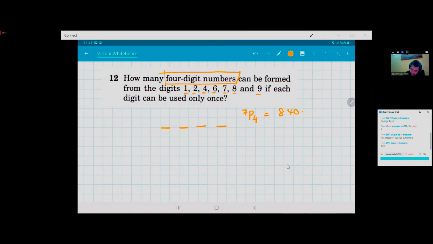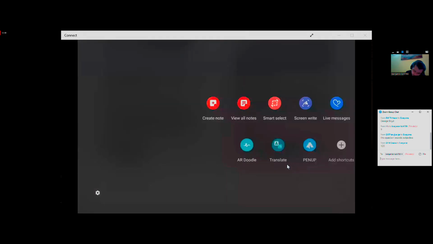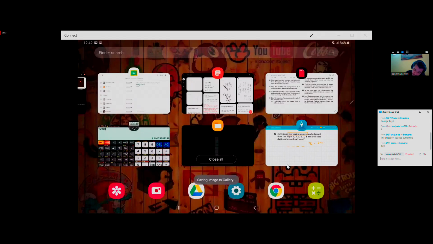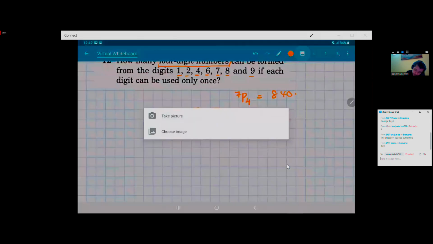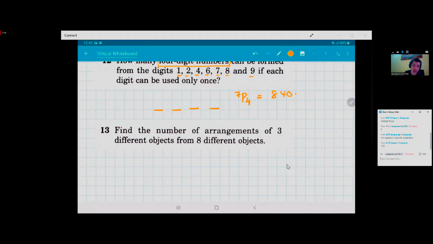Now let's take a look at other situations where we've got this simple condition. Okay, now what about question number 13? Okay, question number 13. All right. So can you tell me, based on what you understand about conditions, what's the answer for question number 13? Find the number of arrangements. Cari bilangan susunan bagi 3 objek berlainan daripada 8 objek. Okay. What's the answer for number 13? Find the number of arrangements of 3 objects from 8 objects.